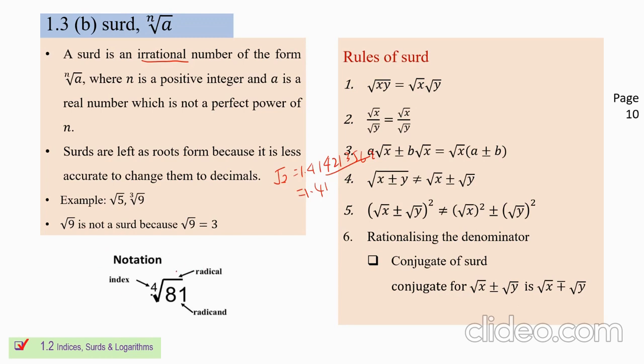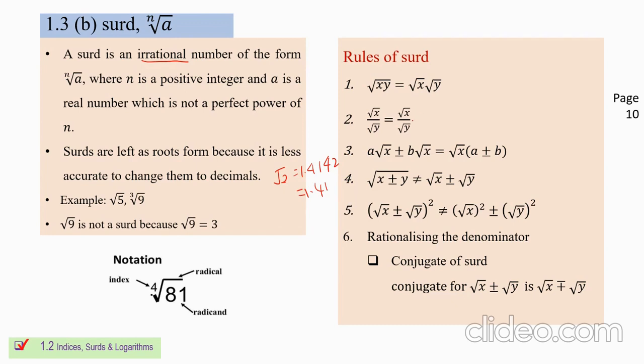So how do we represent a surd? The sign with a roof is called the radical. The one inside the roof is called the radicand, and the one on the leg of the root is called the index. Over here, they have a few rules of surds, which are quite similar to your indices.